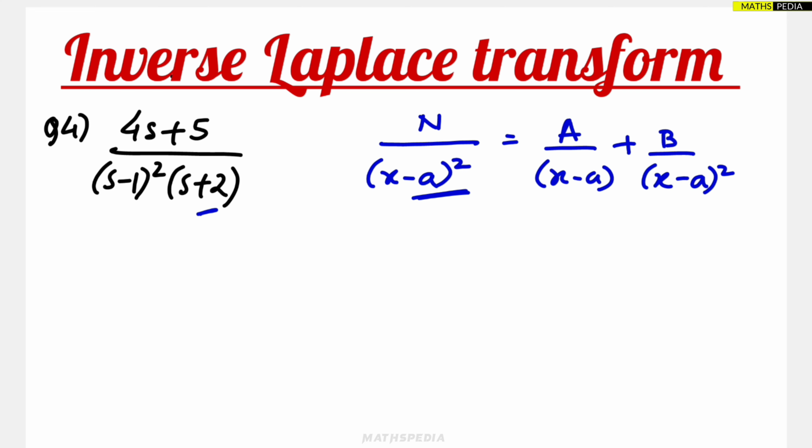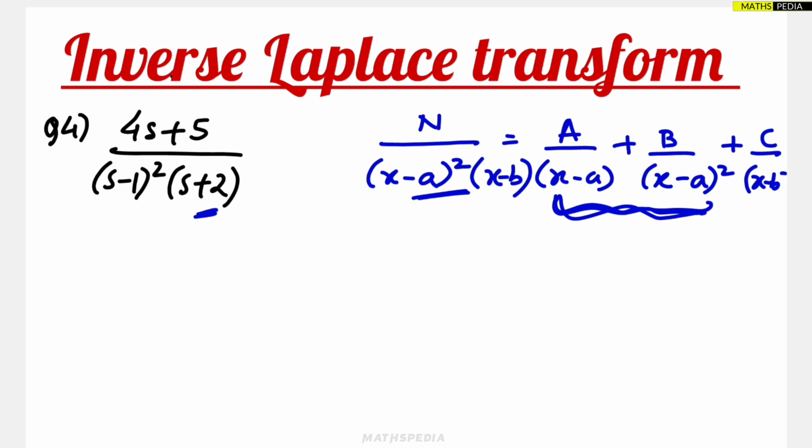Now what about s plus 2? It is just a linear factor, so one more term will come, which is C by (s plus 2). We have studied linear factors; we just divide by that linear factor. That's it, no other thing. The only special thing is the repeated factor. You have to remember this part.